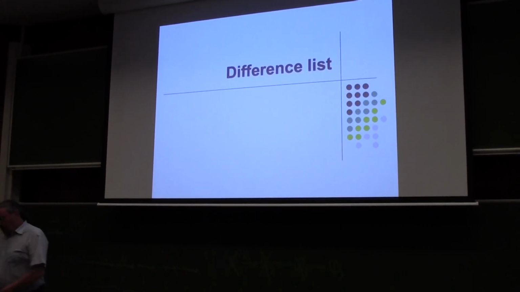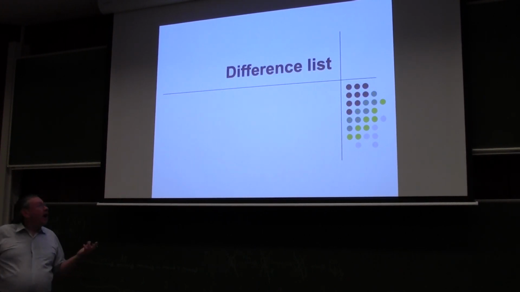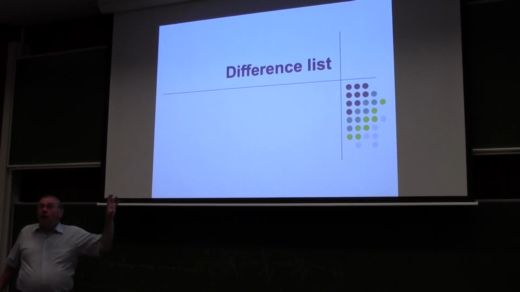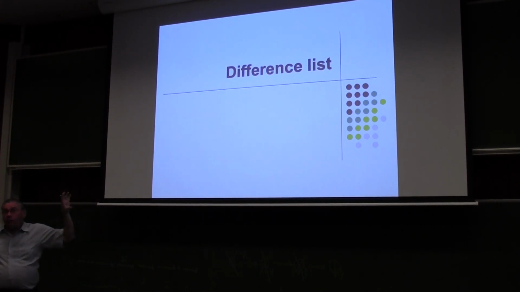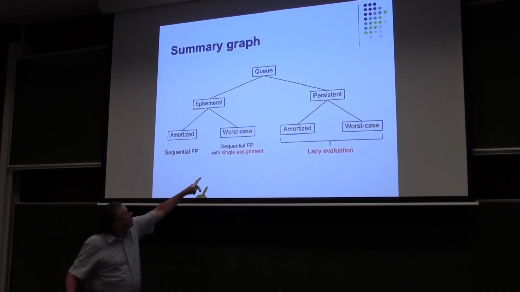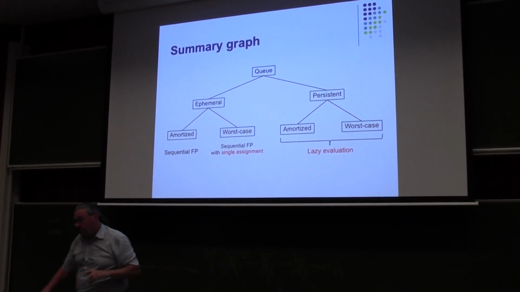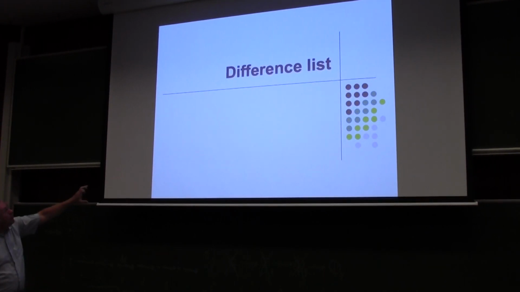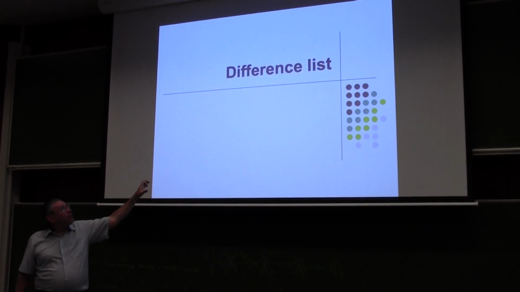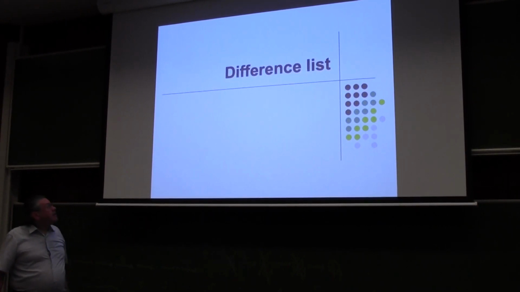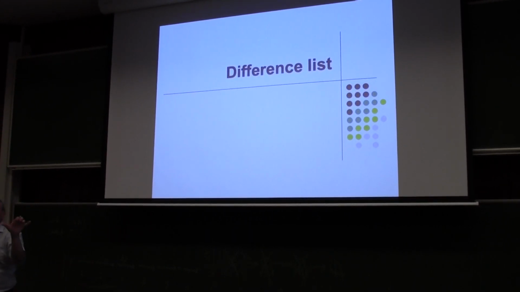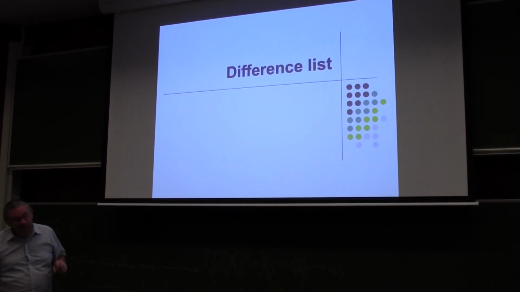In order to warm up a bit, I'm going to show you a data structure which is actually a list called the difference list. This is very similar to the worst case ephemeral queue. It's kind of the same idea, but this is a really powerful declarative data structure, so I want to show it to you. This lets you make list append in constant time, which is very nice, if you can do it.